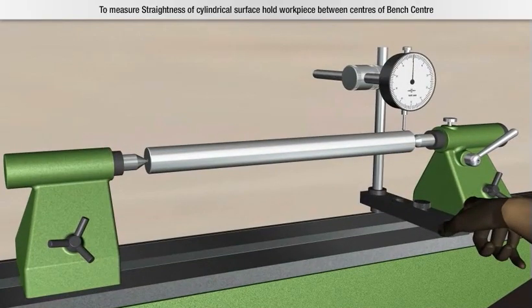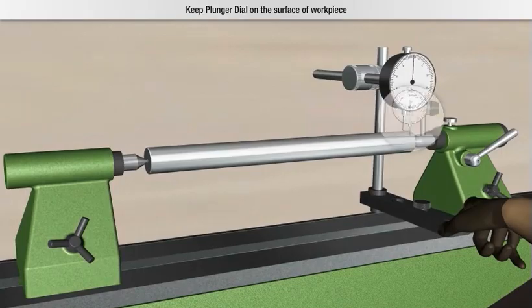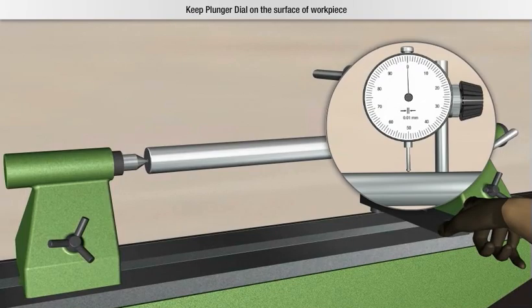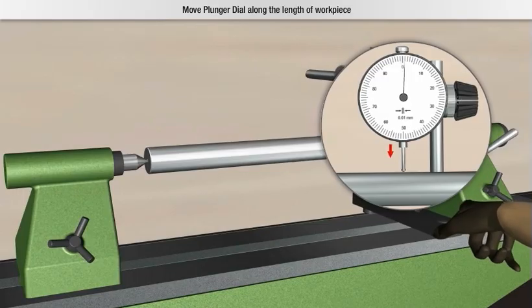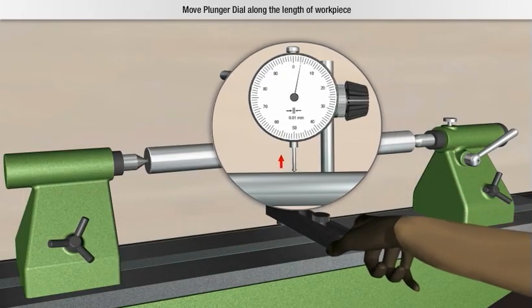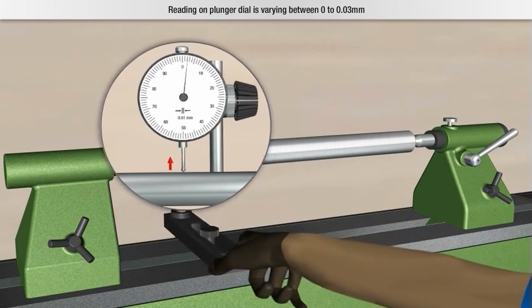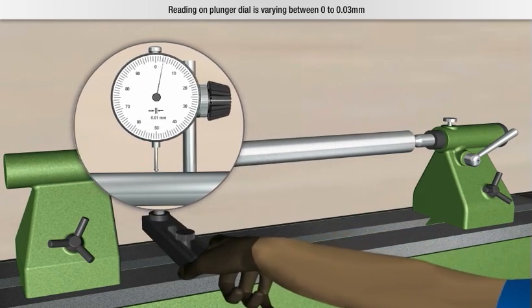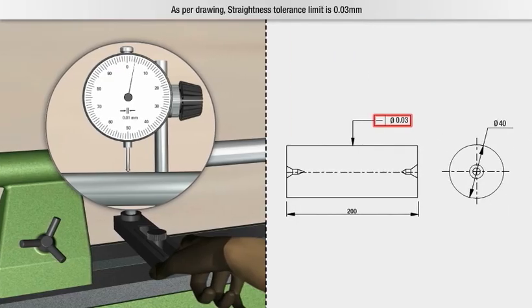Now, to measure straightness of cylindrical surface, hold workpiece between centers of bench center. Keep plunger dial on the surface of workpiece. Then, move plunger dial along the length of workpiece. Reading on plunger dial is varying between 0 to 0.03 mm. As per drawing, straightness tolerance limit is 0.03 mm. Therefore, you can conclude that straightness is within tolerance limit.